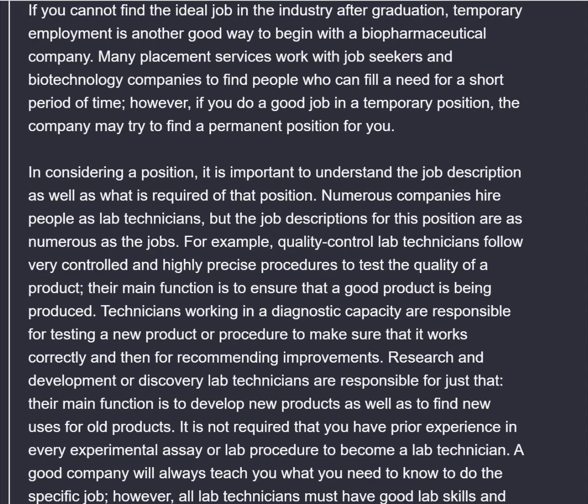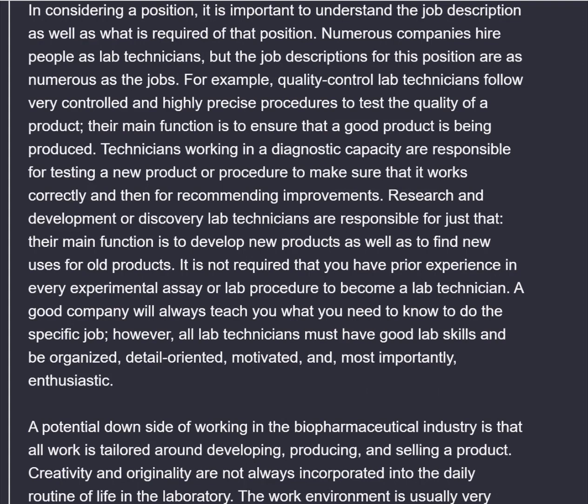If you cannot find the ideal job in the industry after graduation, temporary employment is another good way to begin with a biopharmaceutical company. Many placement services work with job seekers and biotechnology companies to find people who can fill a need for a short period of time. However, if you do a good job in a temporary position, the company may try to find a permanent position for you. In considering a position, it is important to understand the job description as well as what is required of that position.